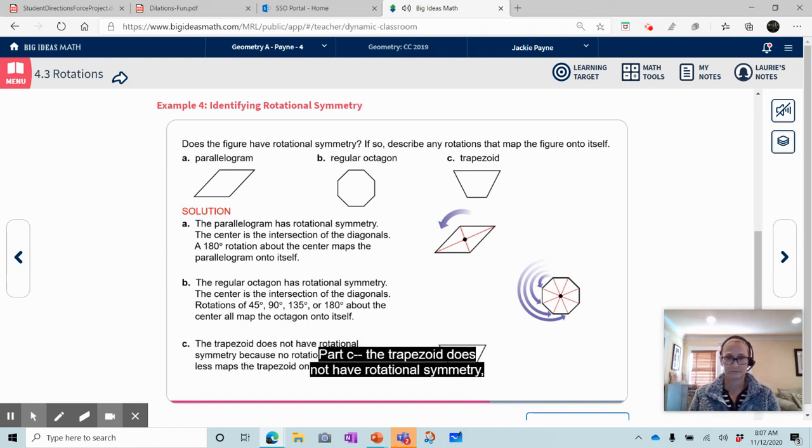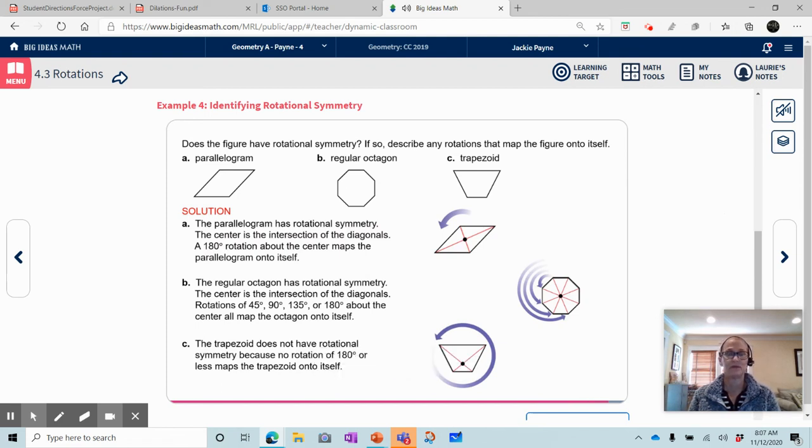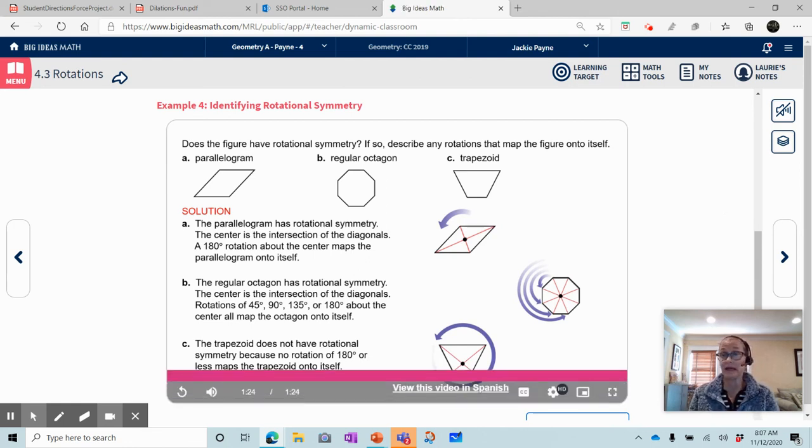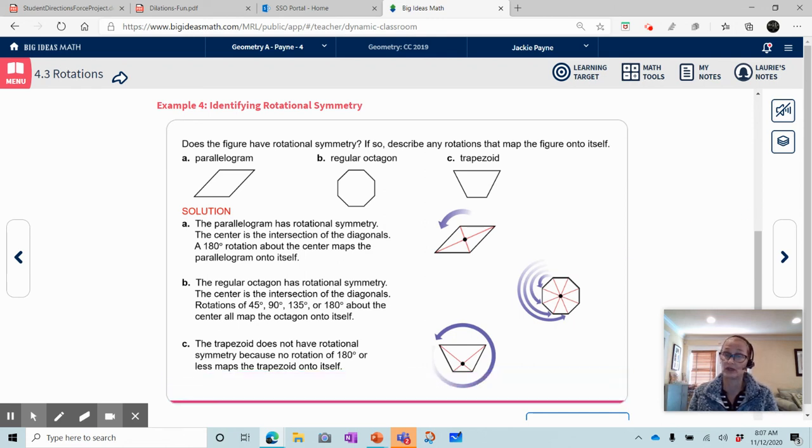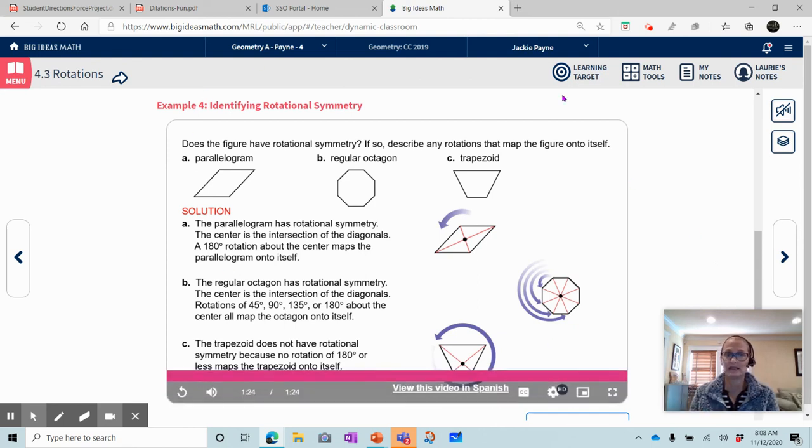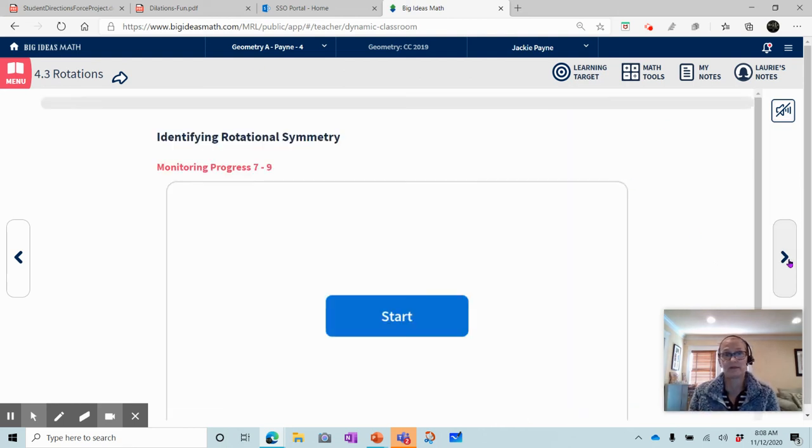Part C. The trapezoid does not have rotational symmetry because the center is the intersection of the diagonals, and no rotation of 180 degrees or less maps the trapezoid onto itself. Notice you would have to rotate the figure 360 degrees to map the figure onto itself. So the trapezoid does not have rotational symmetry. So what you'll be doing in the Big Ideas homework is deciding whether it does or not. Just find the center and see if you can rotate it 180 degrees or less so that it looks exactly the same as you started. If you do, then you have symmetry.